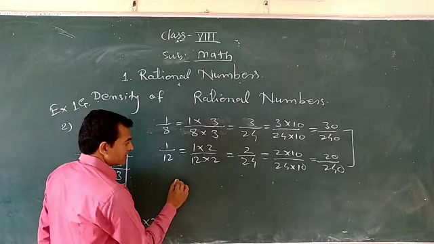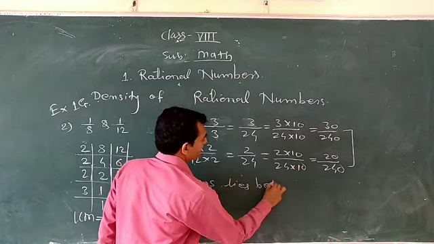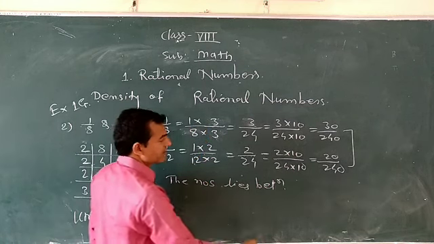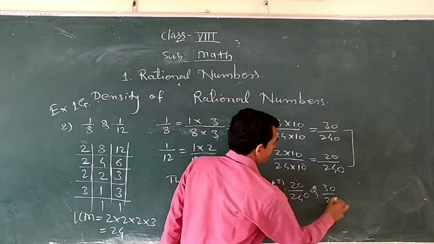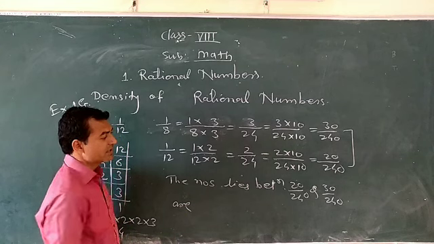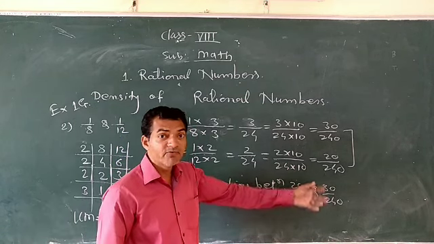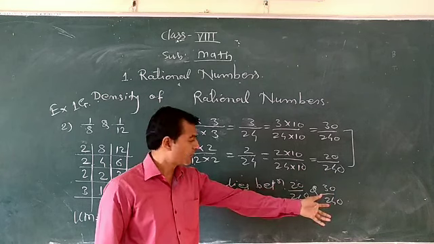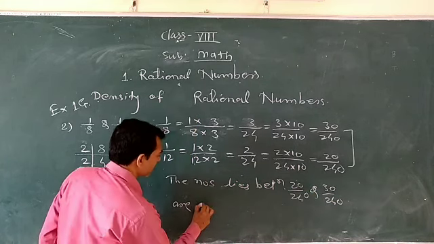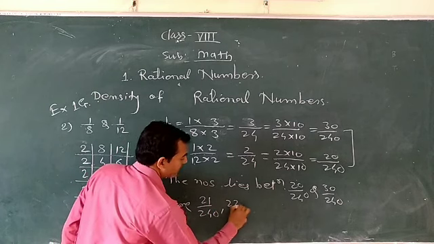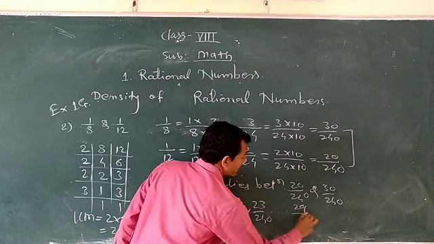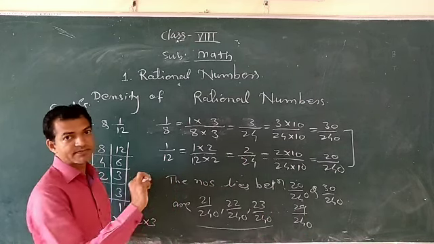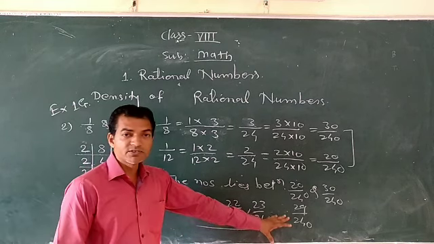Okay, so listen here, the numbers that lie between these two numbers, 20 by 240 and 30 by 240, are which ones? After 20, we have 21 by 240, 22 by 240, 23 by 240, and in this way you can get up to 29 by 240. But you have to write only three numbers, any three numbers. So in this way you get the answer.